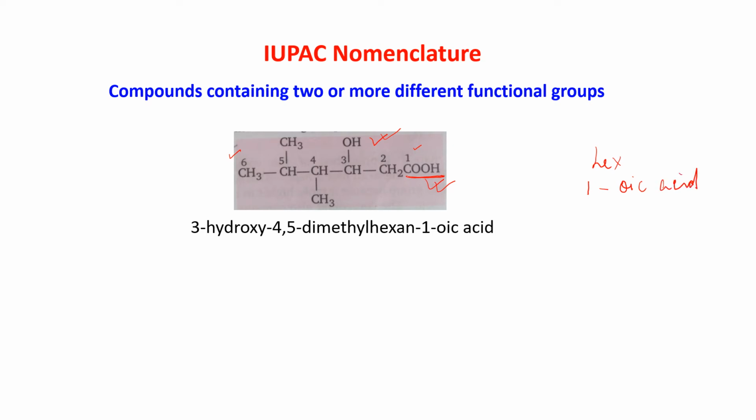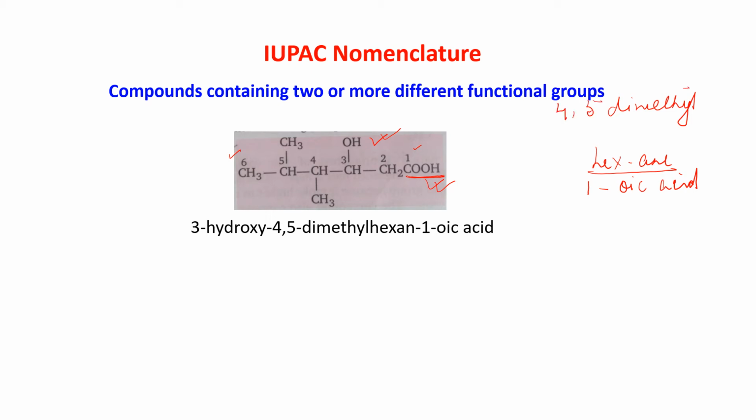Okay. Now I can see that this is a saturated chain. So my primary suffix is ane, so it will be hexane. Okay. Now rest all are substituents. Now you can see that we are having 2-methyl groups, that is dimethyl, in the positions 4 and 5.